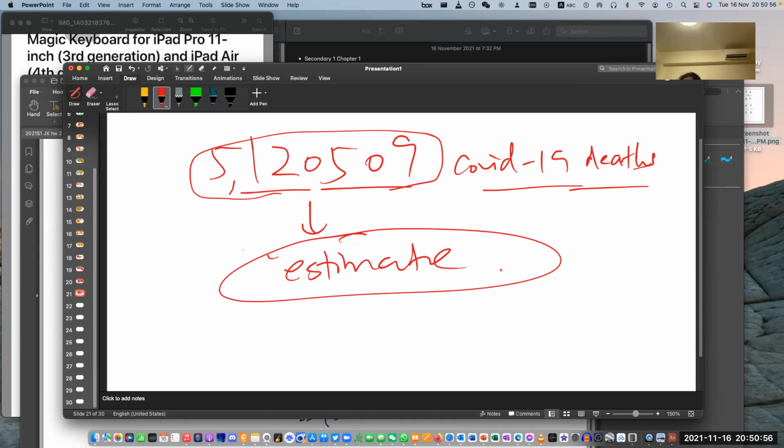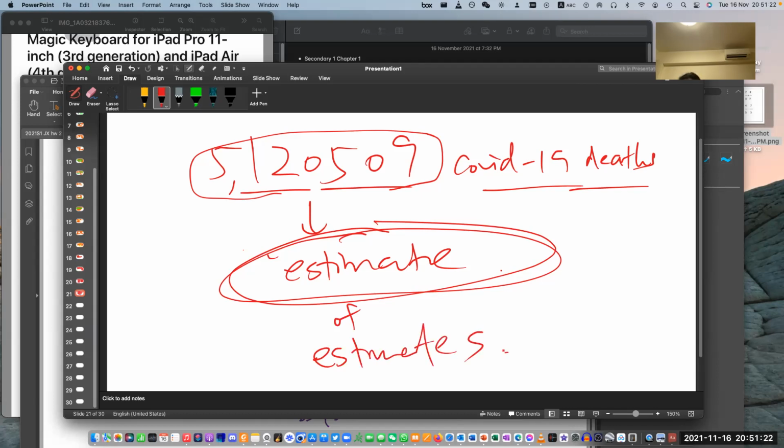And because this is an estimate, if I ask you, what is the number of COVID-19 deaths in the world right now? You're going to tell me 5,120,501. Who is going to remember this number? No one, right? So that's why we want to use estimates. Okay, an estimate.